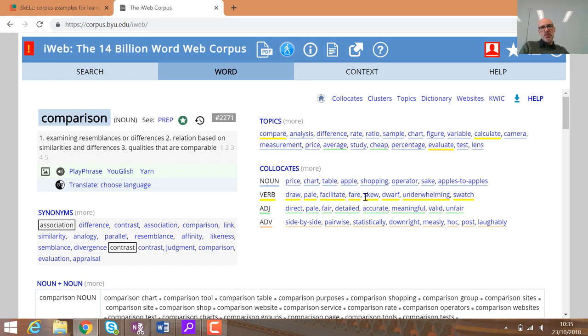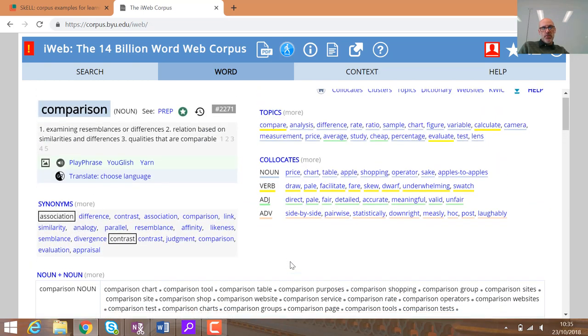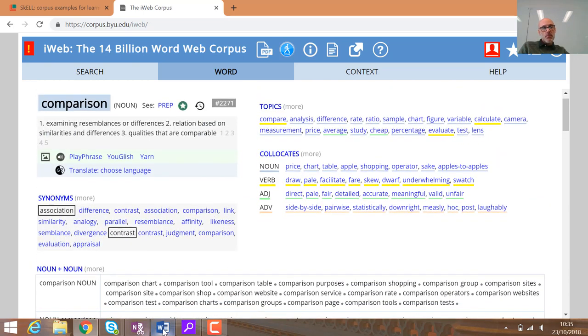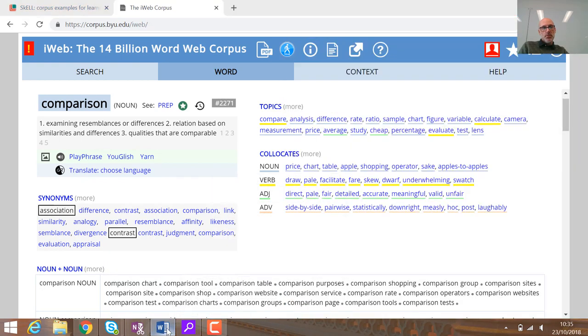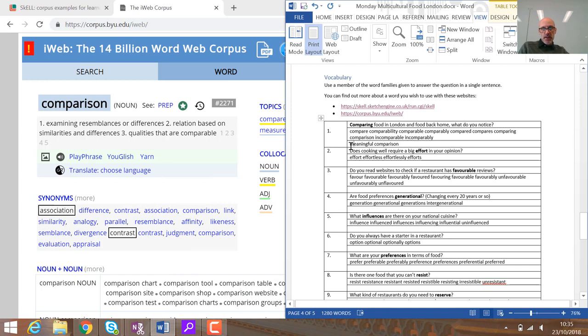So facilitate comparison, draw comparison. If I wasn't sure, I could look at more information on that. But draw a comparison, I know, is a frequent collocation in English. So I'm going to put that in there, and I'm going to draw a meaningful comparison. So that's a block of language which is conventional and accurate. And I can use, I mean, it doesn't answer the whole question for me.